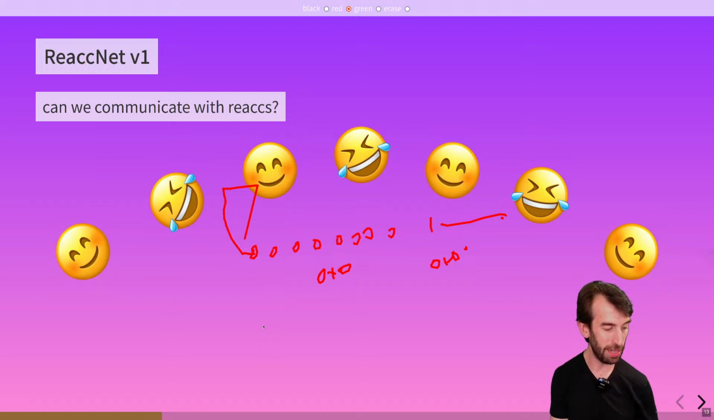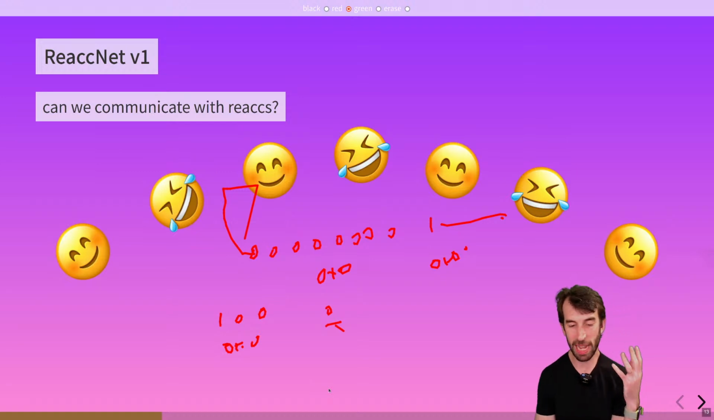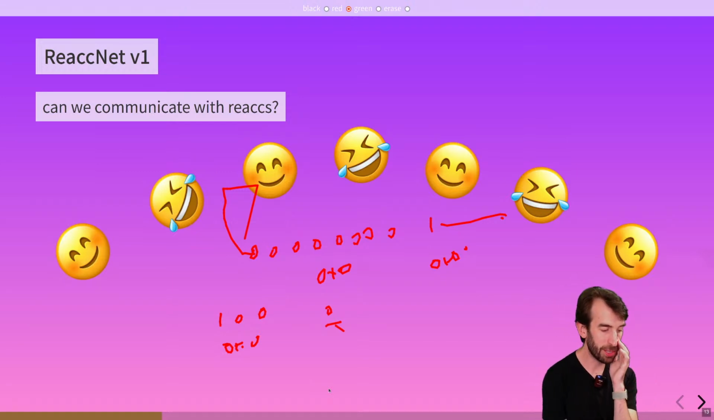Spike has just sent me 100, which is saxophone and 2 laughing faces. So that's a 1. And then someone's just sent me a laughing face. That's just OX0. 1 laughing face. So I guess my question now is, well, this is good so far.